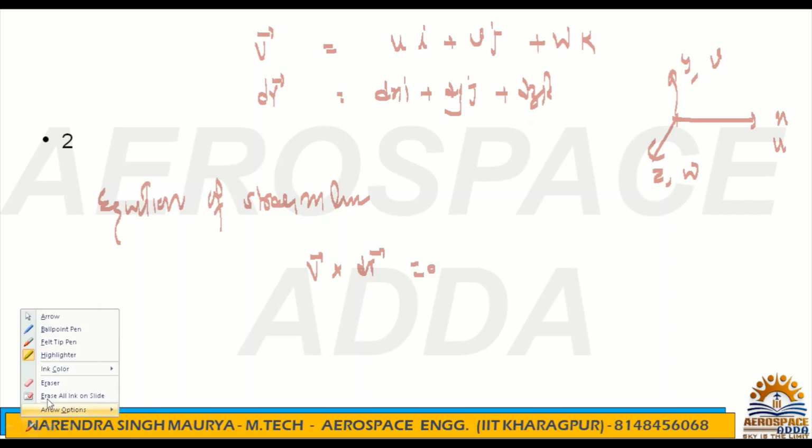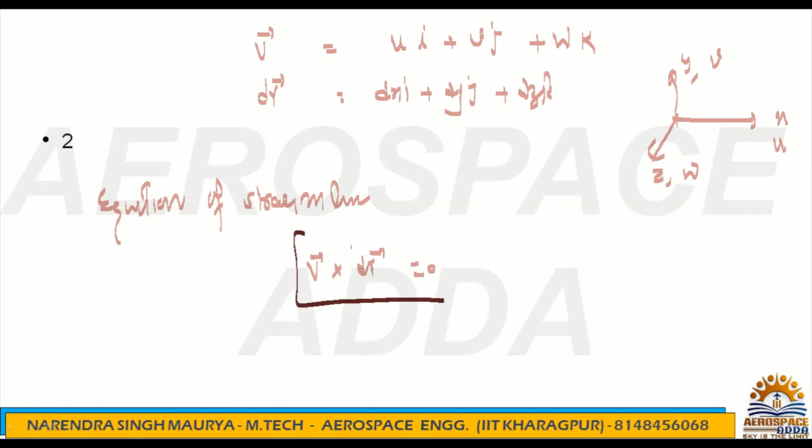So this is now your homework. You just write v vector cross dr vector and make it equal to 0, and then find the equation. I want the final result in the next class. So you do it. We still have further explanation for the streamline, we'll do that, and we'll also solve the exam problem in the next class. All right? Okay.